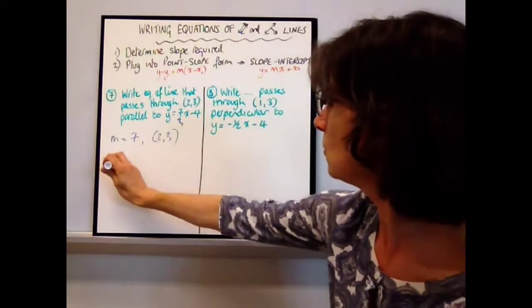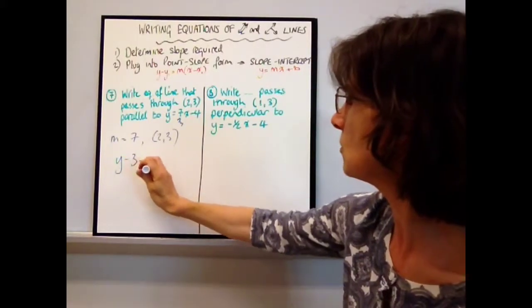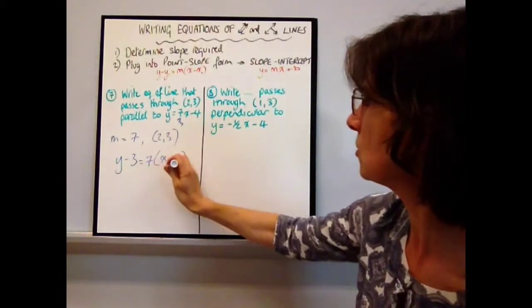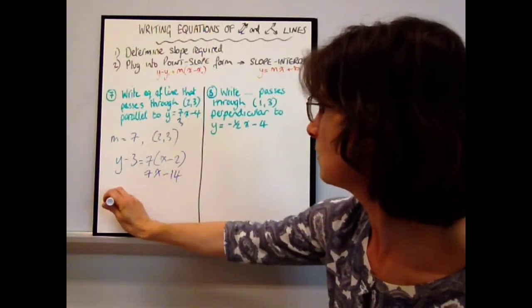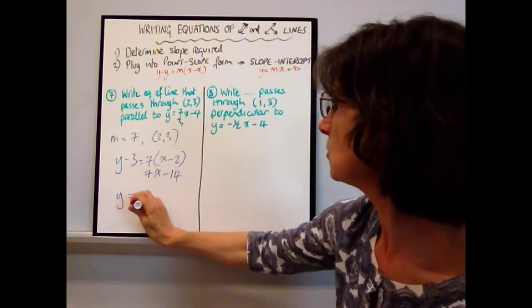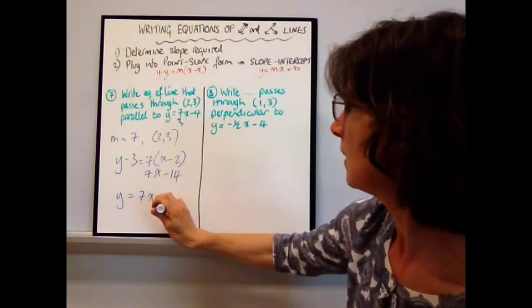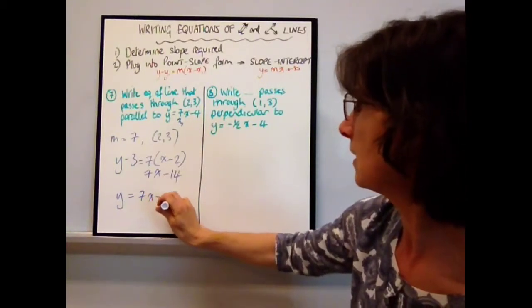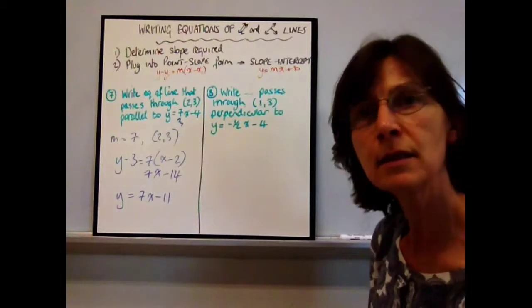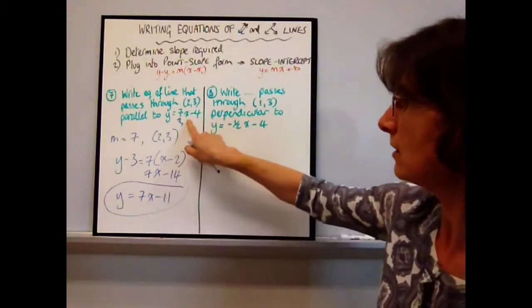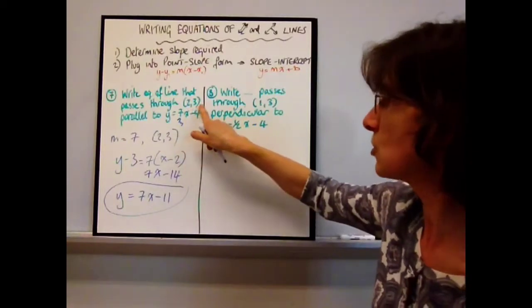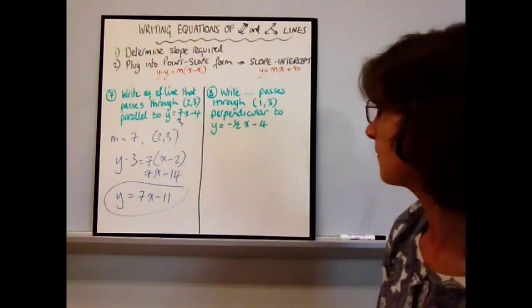So we will do y minus 3 is equal to 7 times the quantity of x minus 2. We will distribute, and then we'll add 3 to both sides. Y is equal to 7x minus, I'm struggling here, 11. Add 3 to both sides, yeah. So we're good. That is a line that is parallel to this one, but also passes through 2, 3.